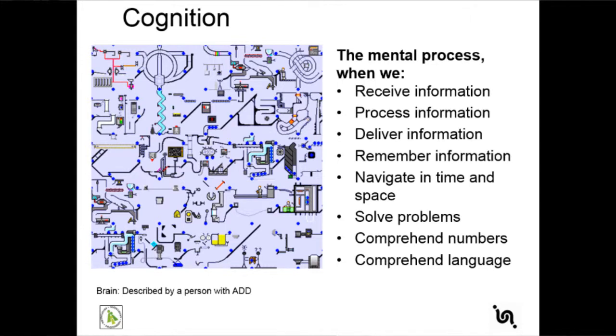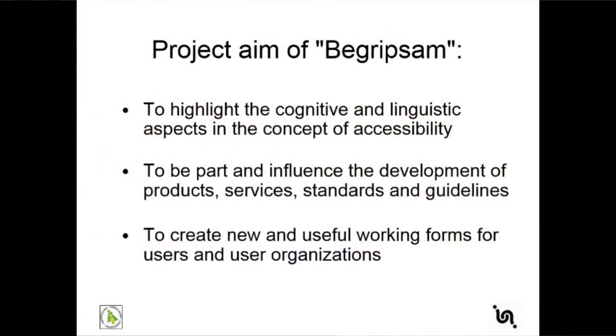And people with cognitive disabilities may have difficulty to understand abstract things, to remember, to plan, to solve problems, to understand language, to read, write, or to organize things, to orientate themselves, and even to concentrate. In this project, Begripsam, we want to highlight the cognitive and linguistic aspects of the accessibility concept. Our definition of cognitive accessibility is to receive and transform information easily, and to be able to decide how this information will be used.